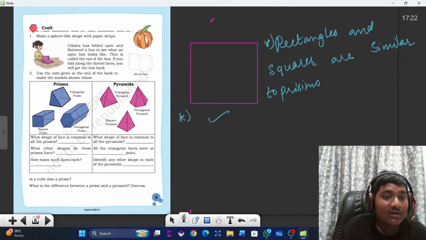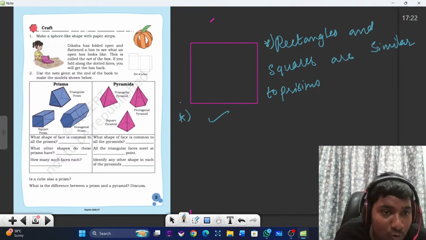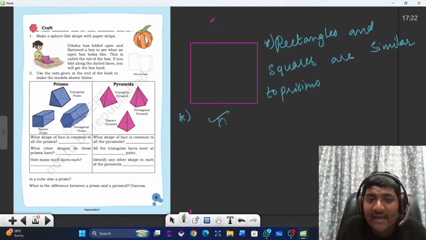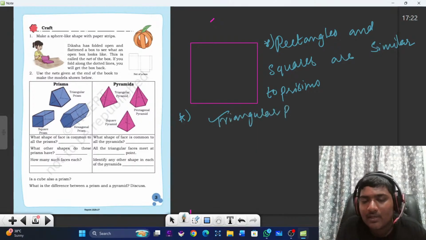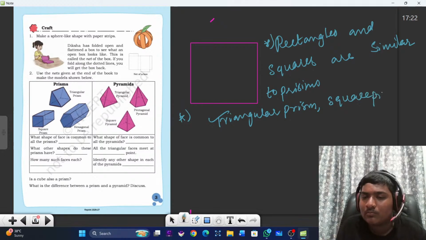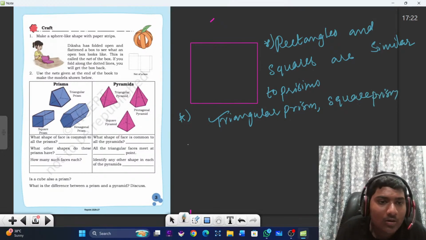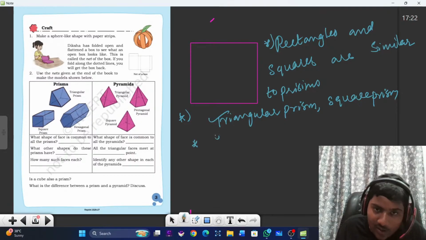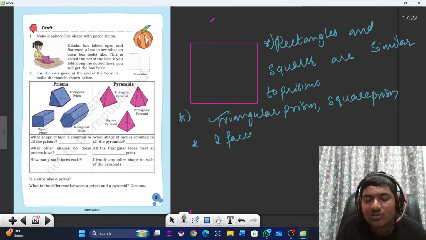Make sure not to forget what other shape do these prisms have, children. Please let me know. So triangular prism. Here they are asking about another type of prism, triangular prism, square prism as well. And how many such faces each? Two faces each.